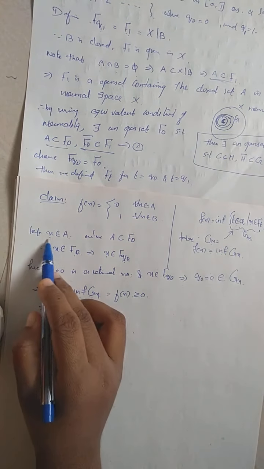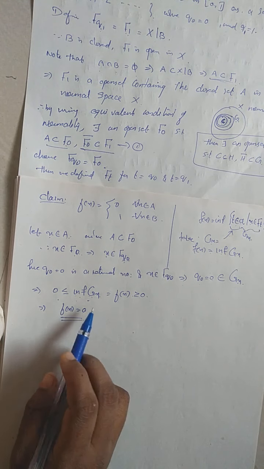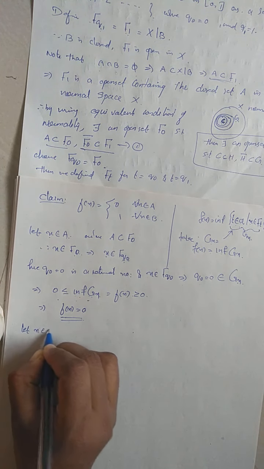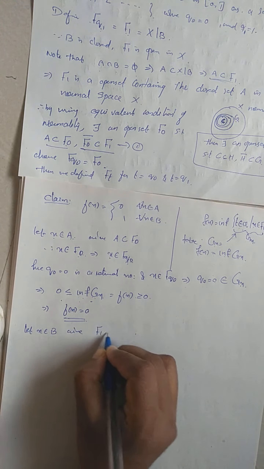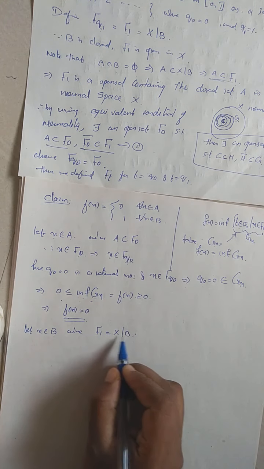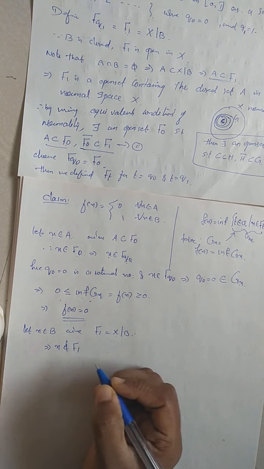So when x belongs to capital A, then f of x will be equal to 0. Therefore f maps every element of capital A into 0. Now let x be an element in capital B. And we have f1 is a set defined to be X minus B. So when x is in B, then x cannot belong to X minus B, which implies x cannot belong to f1.